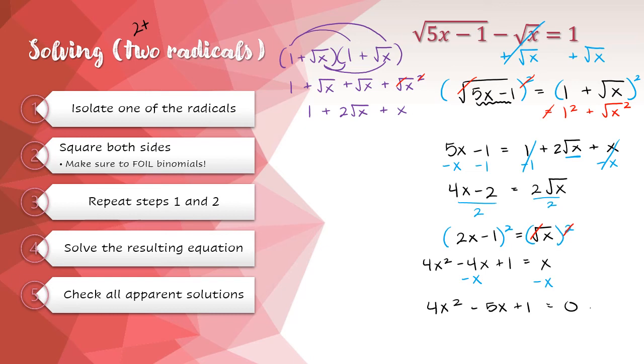Notice that our following steps are to solve the resulting equation and then again to check the apparent solutions. That's what we have coming up next. I'm going to give myself a little bit more space here. So let's see, we had 4x squared minus 5x plus 1 is equal to 0.